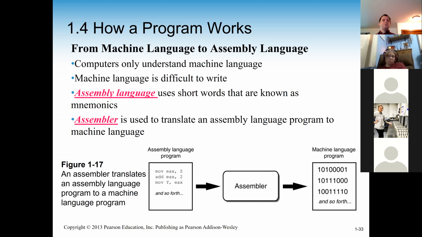Assembly language uses short words that are known as mnemonics. An assembler is used to translate an assembly language program to machine language. If you can see that here, it's something like move EAX, which is a register in the CPU, to Z. Add whatever's in EAX, add 2, move Y to EAX, and so forth, right? We're not concerned about that; you'll probably never use assembly language.